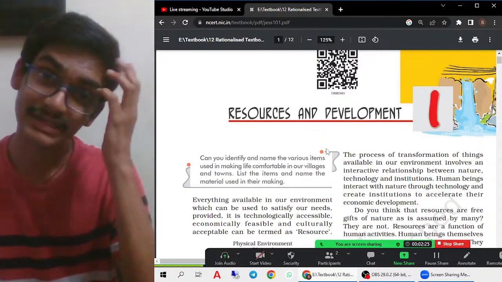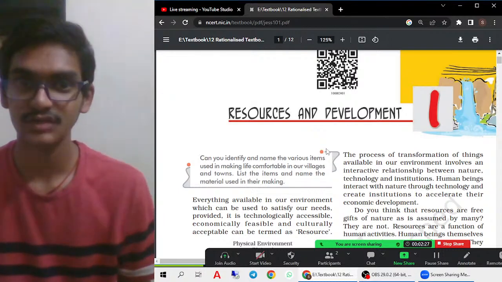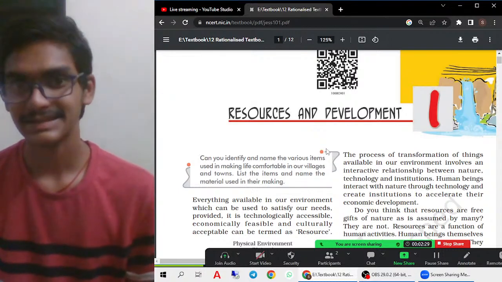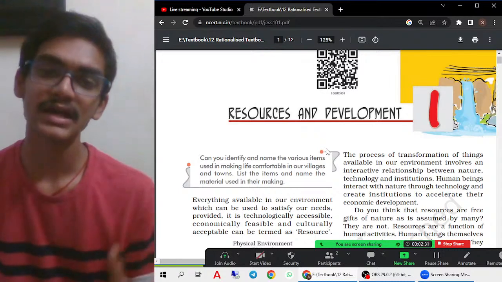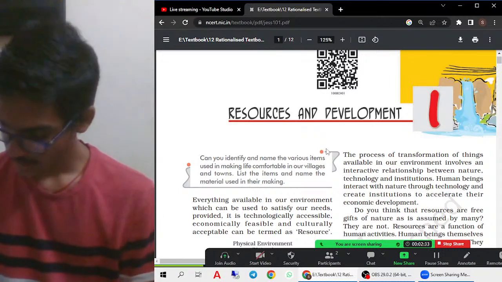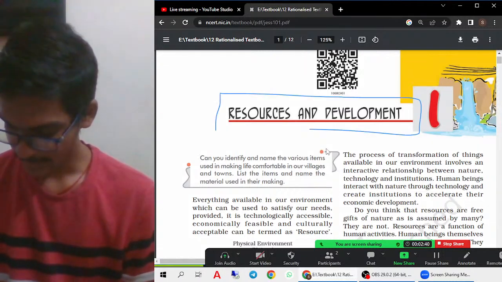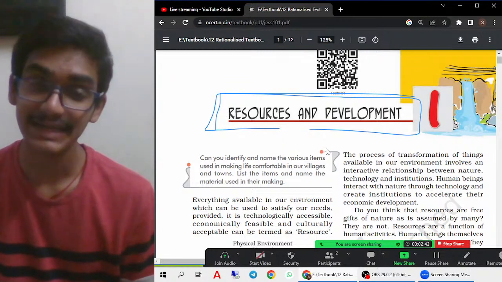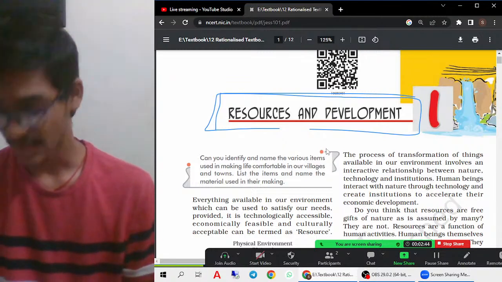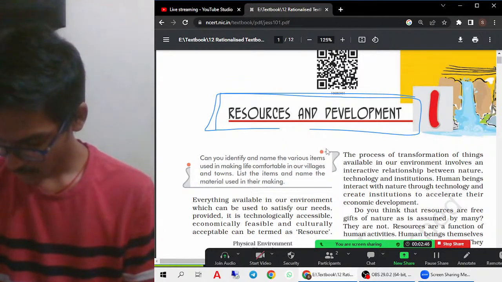We're also going to discuss the map based questions, the important questions which actually come from this lesson, in perspective of understanding the map also. We'll try to learn all the important concepts related to this lesson, that is resources and development. So we are going to have a complete understanding of this entire lesson in today's class.